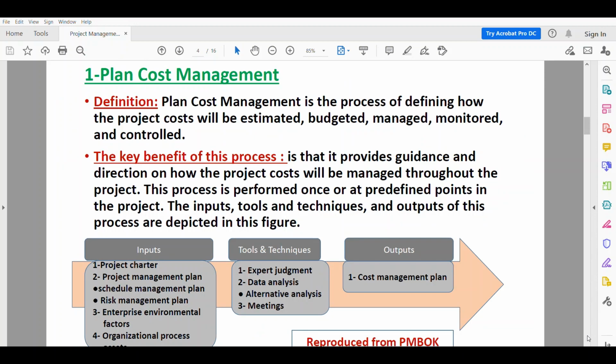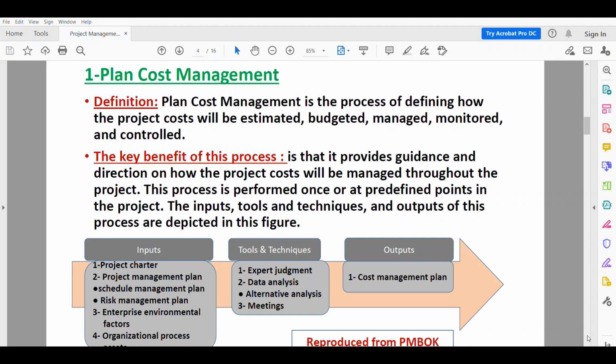The definition of plan cost management is the process of defining how the project cost will be estimated, budgeted, managed, monitored, and controlled. So the plan will show the roadmap, how to do the cost management. The key benefit of this process is that it provides guidance and direction on how the project cost will be managed throughout the project. And this process is performed once or at predefined points in the project.